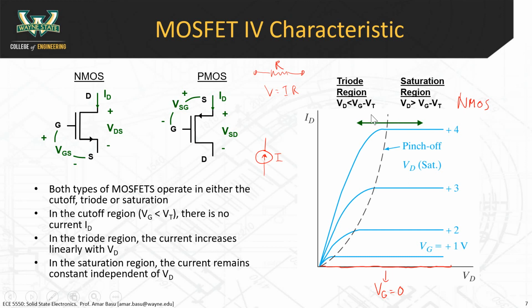The triode region of operation, when the current is increasing with the drain voltage, occurs when the drain voltage is less than VGS minus VT. And the saturation region happens when VD is greater than VGS minus VT. So at large drain voltages, you'll be in the saturation region. At small drain voltages, you'll be in the triode region.